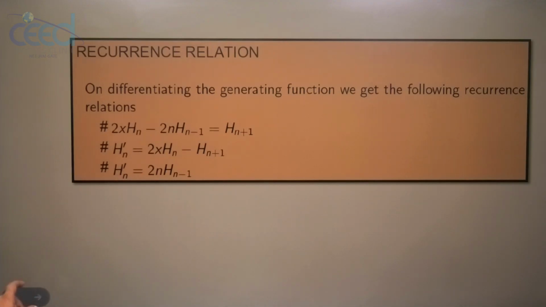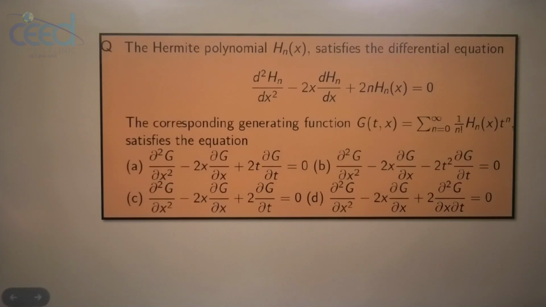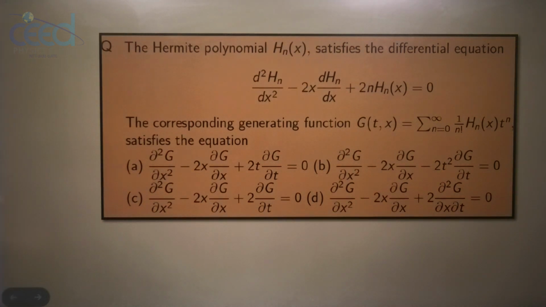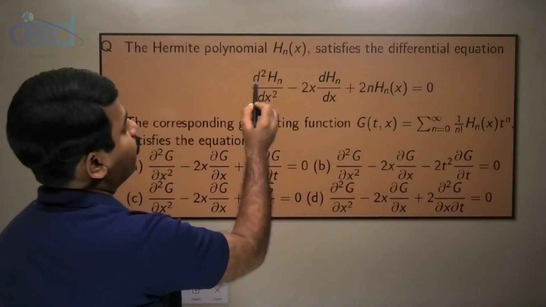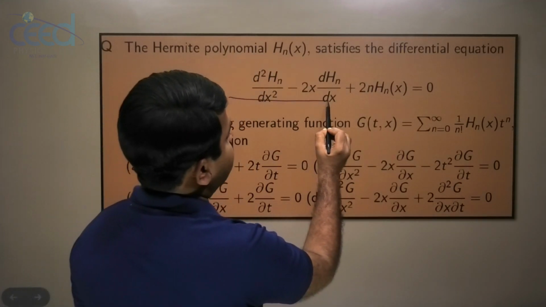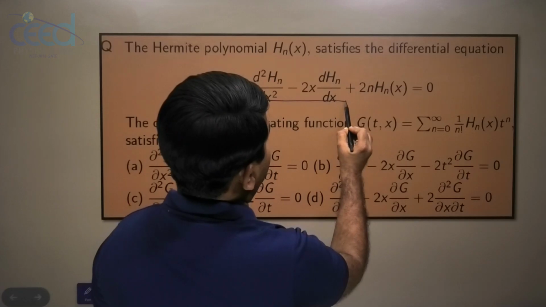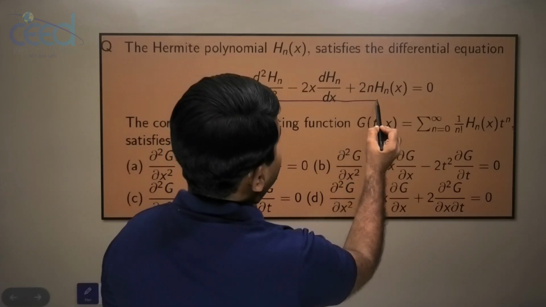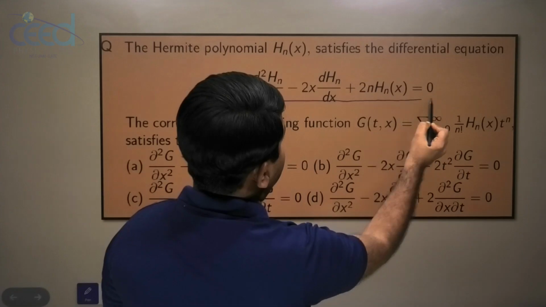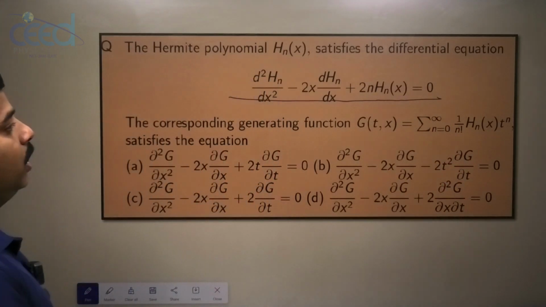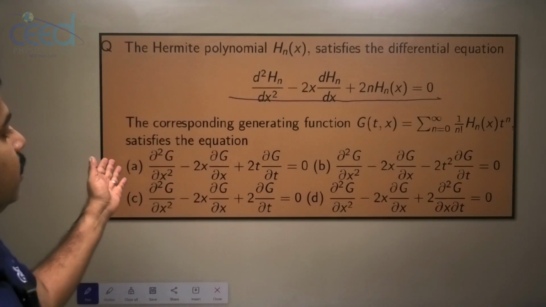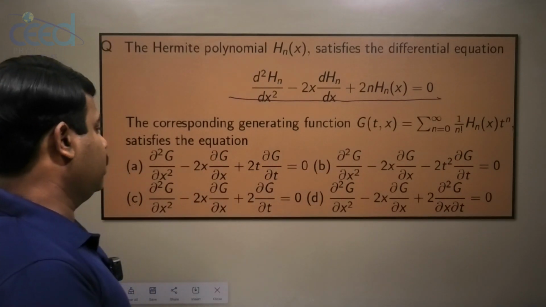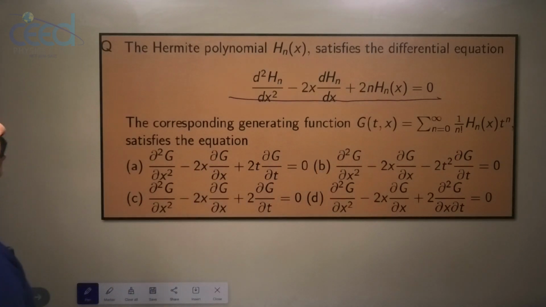Now, let us do some questions. Look here, some information is given. Second derivative of Hermite polynomial minus 2x dhn by dx plus 2n hn of x equal to 0. Now, which is this corresponding differential equation? So, we know the generating function.